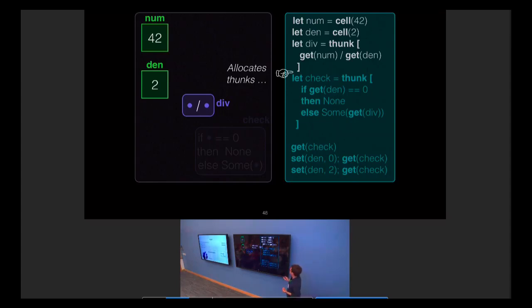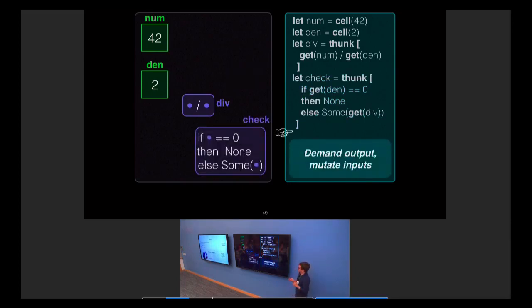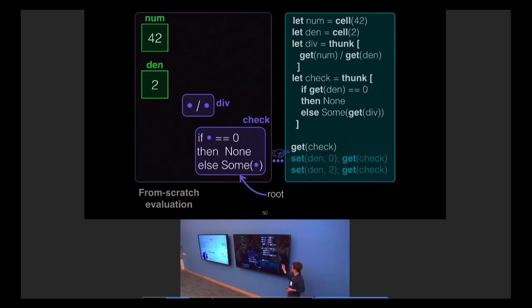So I make a func called div, which is going to divide one by the other. I haven't run it yet, so it's just floating in space there. And then I make another func that checks to see if the denominator is 0 and returns none. Otherwise, it returns sum of the division. And it references that division func I made a moment ago. So now that I've done this setup, the next thing that happens is interaction. And what interaction basically is, is inspecting the root of this thing, which is this check func, and then setting one of the inputs, or maybe both of the inputs, by changing them.